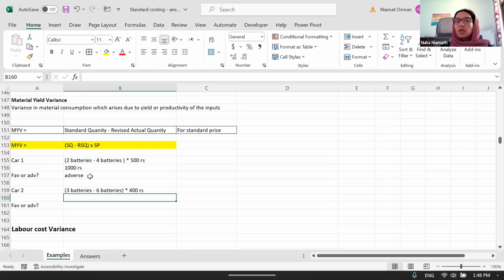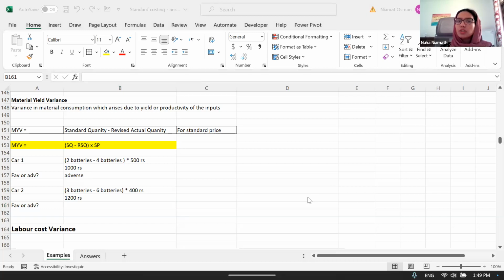Let's look at car 2. Car 2 standard quantity is 3 batteries. It ended up using 6 batteries. What is the variance here? 3 into 400 rupees, which is 1200 rupees. Can somebody tell me, is this adverse or favorable? Along with the reason. Anybody? Adverse, more quantity is used than standard. Perfect, ED. Everybody else, you're following, right?